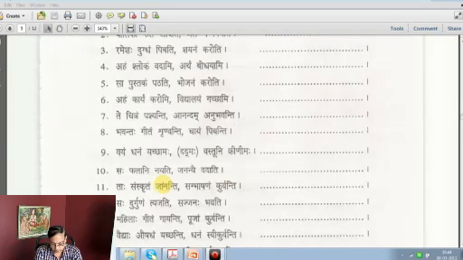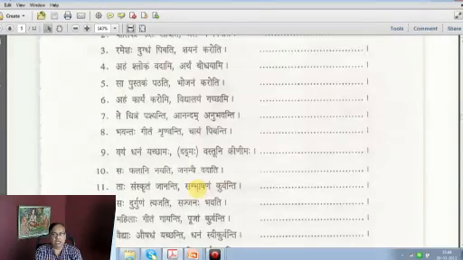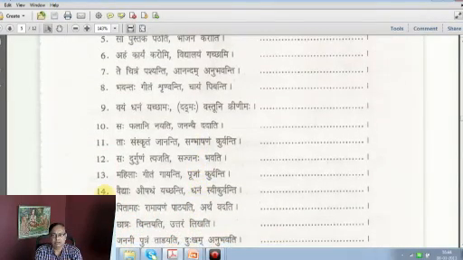12. 11. Sanskritam Jananti Sambhashanam Kurvanti. Taha, here is a specific pronoun. You have to identify it. Taha means those ladies. Taha Mahilaha, Taha Striyaha, whatever it is. Taha Balikaha, those girls, whatever it is. Taha Sanskritam Jananti. They know Sanskrit.